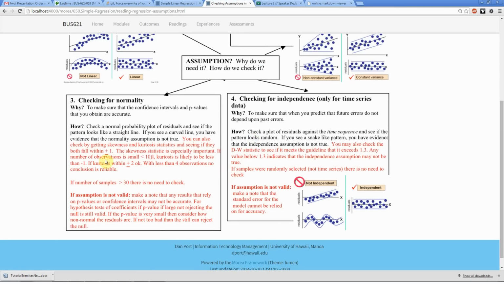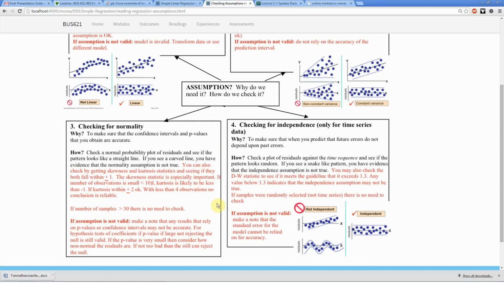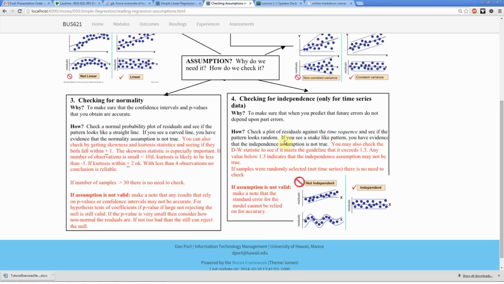Checking for normality, just look at the residuals and use your usual normality tests. There's some rules of thumb here that can help you. And checking for independence, you can plot the residuals over time and see if you see a snaky pattern. Or use the Durbin-Watson statistic and see if it's greater than 1.3. So if it's less than 1.3, bad, over 1.3, okay.